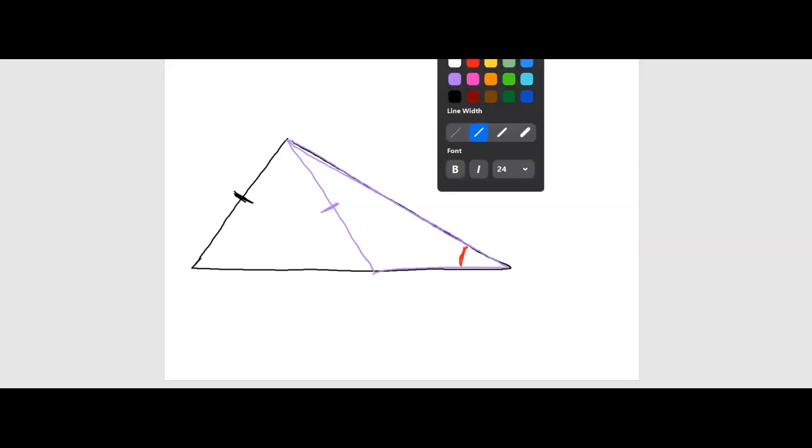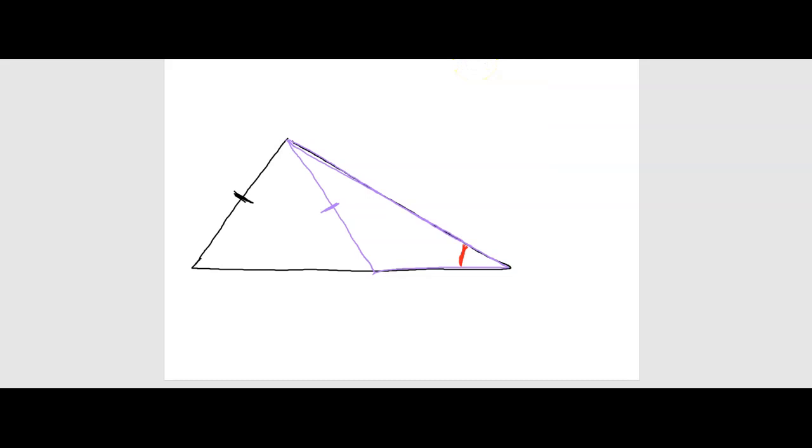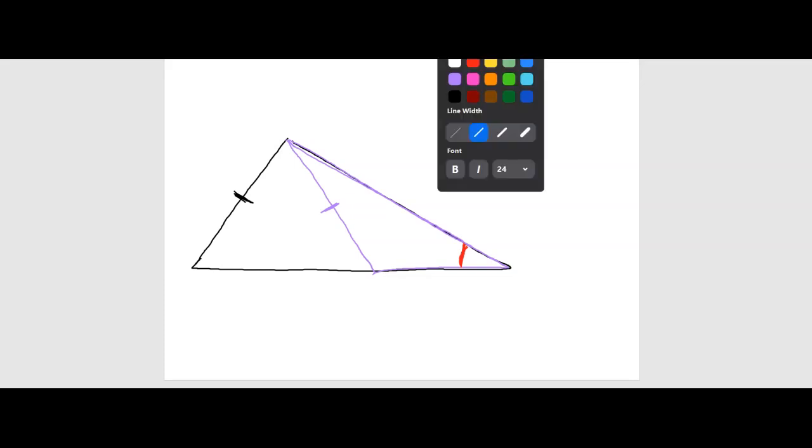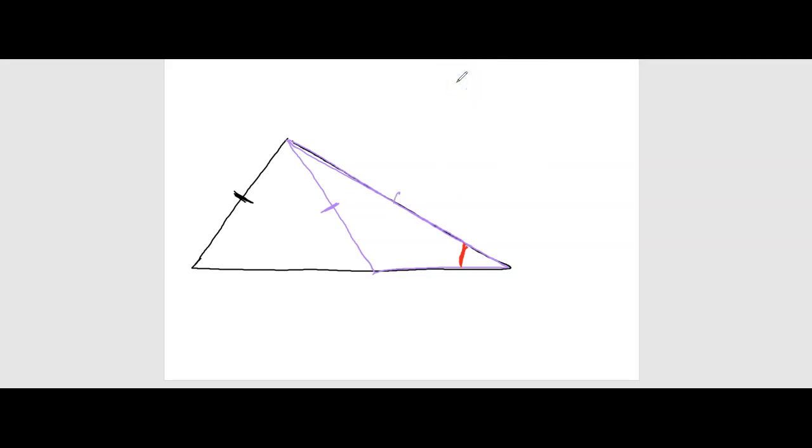Well, they both share the red angle, right? I think we can clearly see that. And they both have one set of congruent sides. Now, they also share another side, right? They share this side right here. So I can put two tick marks here. So now I have two triangles where they have two sets of congruent sides and one set of congruent angles, but they're clearly not congruent, right? The purple triangle is clearly smaller than the black triangle.